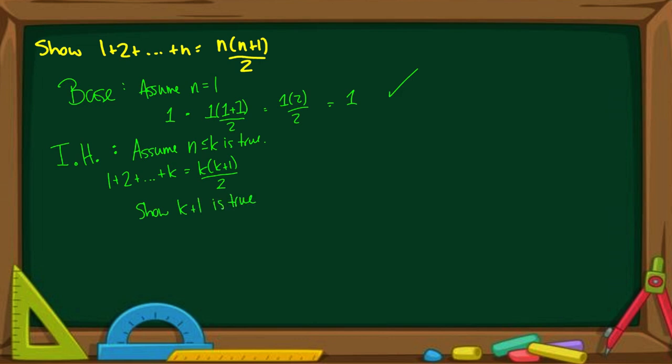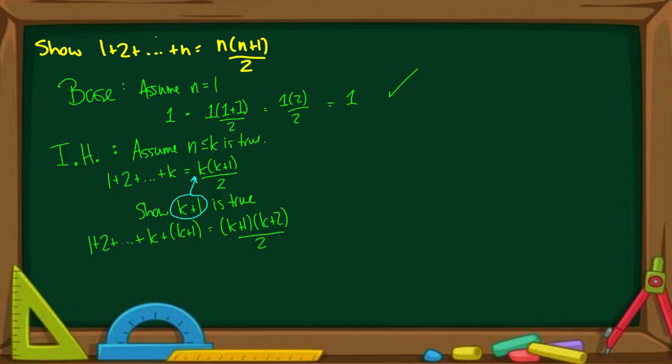So what does this involve? Now, essentially, we're going to go one step further. So we say that 1 plus 2 plus all the way up to k plus 1 is going to equal (k plus 1) times (k plus 2) over 2. All I did here was I put in k plus 1 for k. That's all I did. Okay, so where do you go from here?